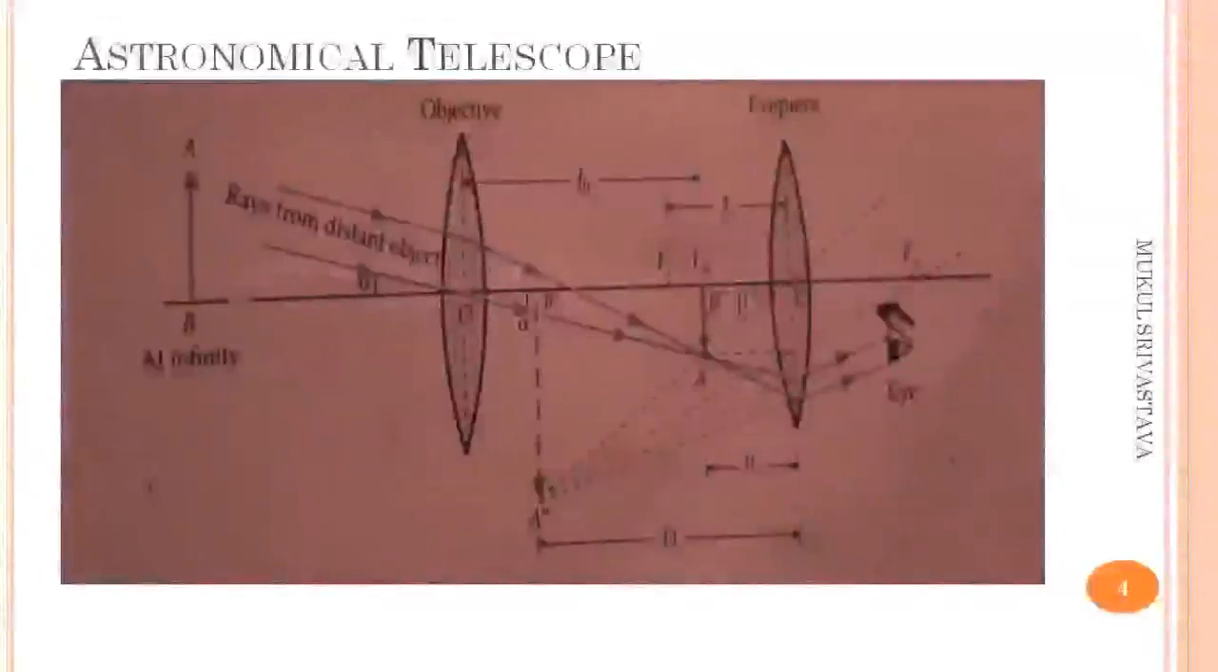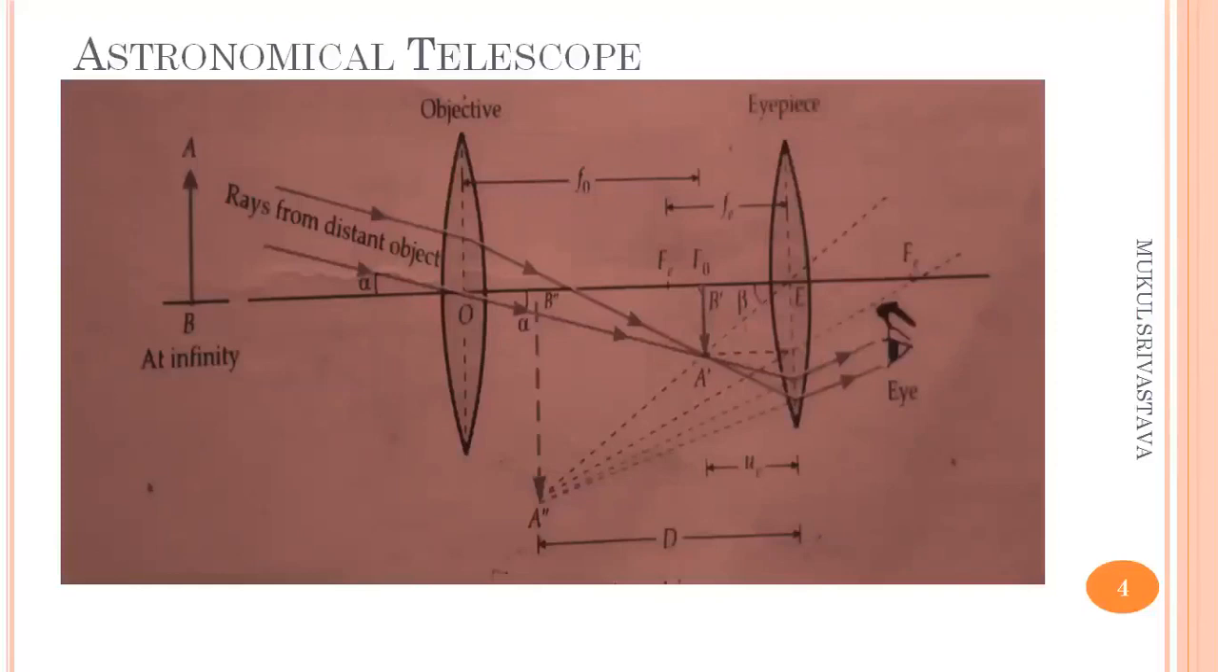Now we are talking about the construction of this astronomical telescope. If you see, it consists of two convex lenses, the objective lens and the eyepiece. The focal length of the objective is much larger, and its aperture is also much larger as compared to the eyepiece. The eyepiece has a small focal length and a small aperture.